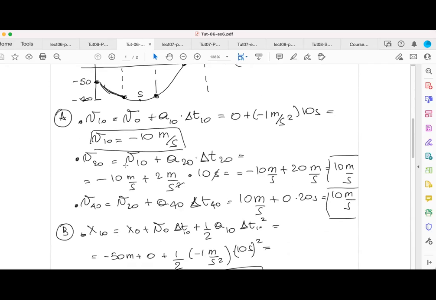Then with the same method, we can calculate the velocity at 20. The velocity at 20, this time, which initial velocity are we going to use? We're going to use as initial velocity the one that we had at 10, right?